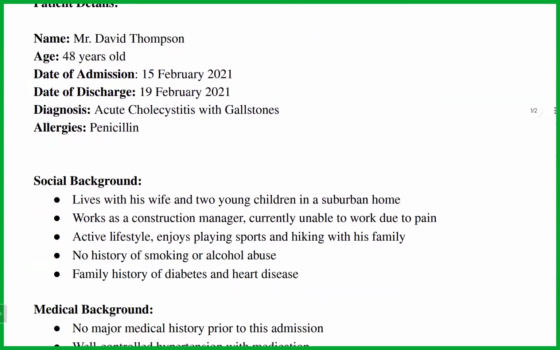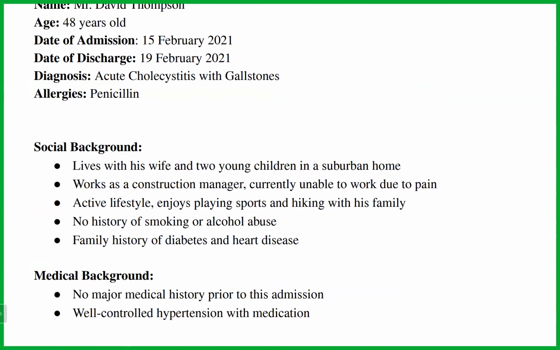Now we are moving to the social background. In the social background, which are the important details? Patient lives with his wife and 2 young children in a suburban home. Works as a construction manager, currently unable to work due to pain. That we need to select, because the nurse should know regarding the mobility and also the working condition of the patient. And active lifestyle, enjoys playing sport, hiking with his family.